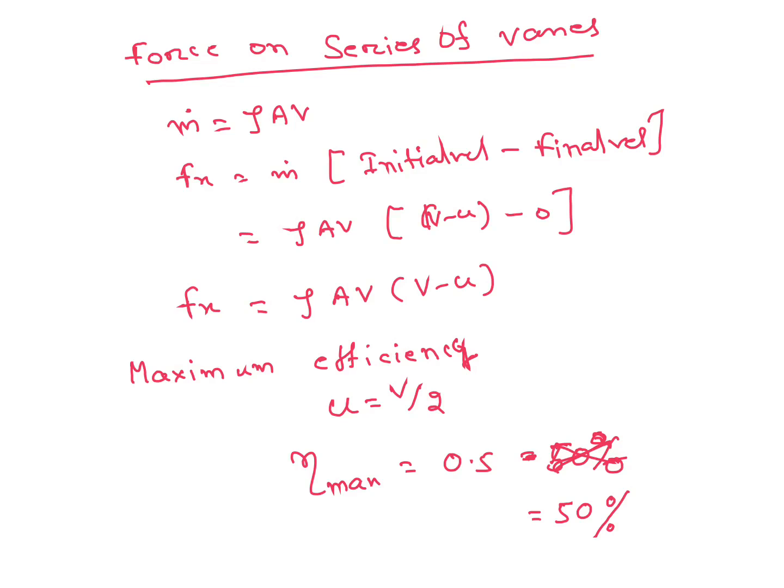Here one more thing is important. For maximum efficiency, small u equals V by 2. V is the velocity of the jet striking the plate or vane, and u is the velocity of the vanes. And maximum efficiency is 50%. This same condition is applicable to Pelton wheel also. Once they asked this question: for maximum efficiency, what is the condition of the ratio small u by capital V?